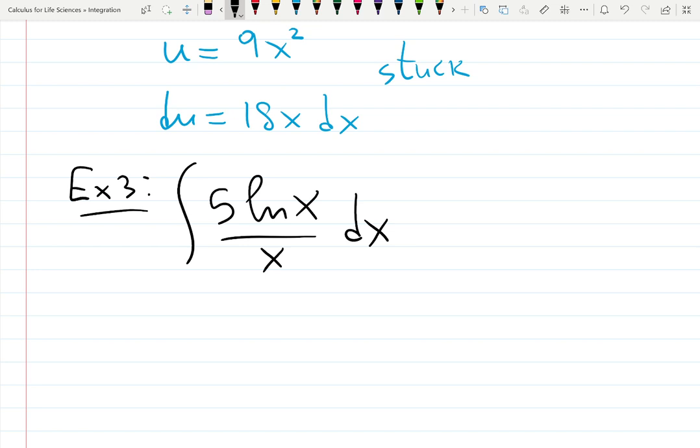Why would you choose ln x to be u? I don't like the denominator. Maybe u should be x then. Because when you differentiate ln x, you get 1 over x. Exactly. You see, she sees the next step, and that's what I'm trying to explain to you. See the next step. When you differentiate x, it will give you 1.